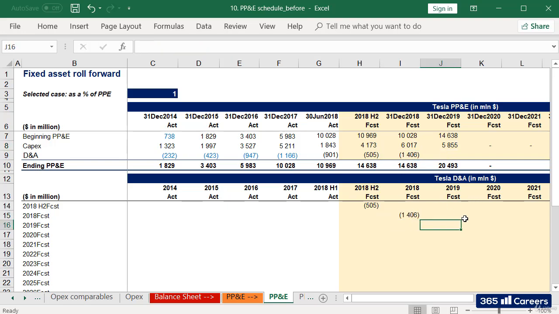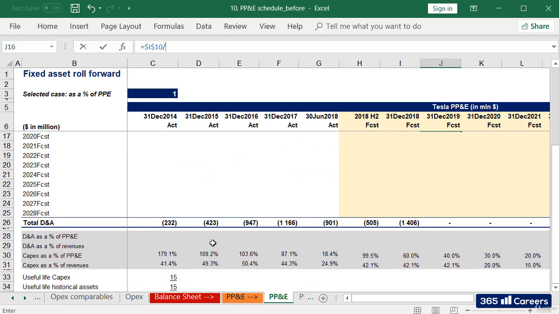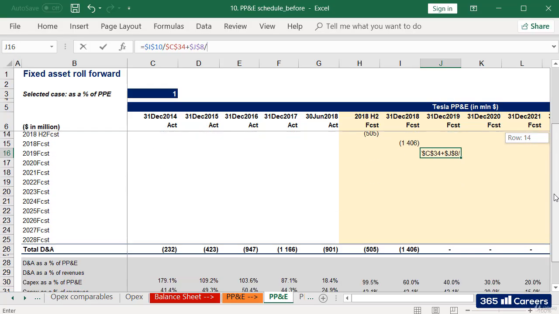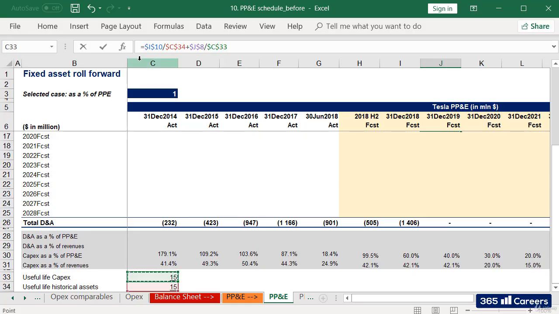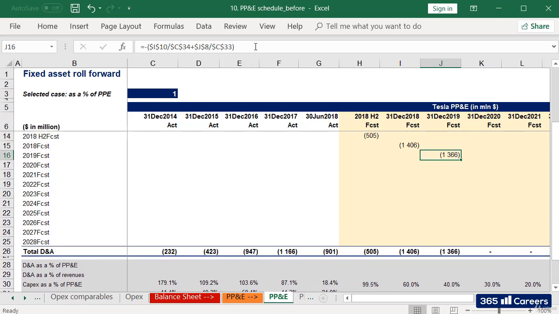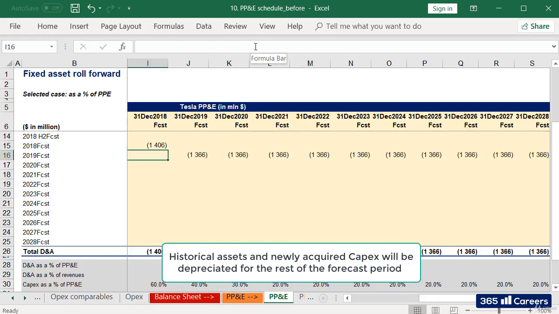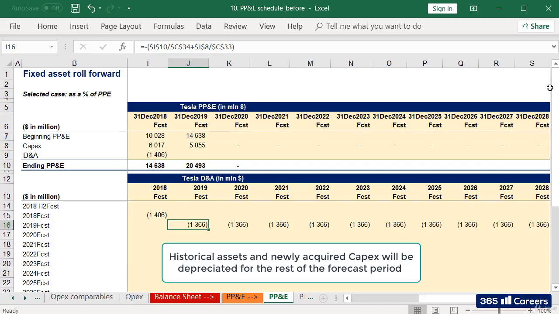How do we find D&A in 2019? In the exact same way we did for H2 2018. I'll divide both ending PP&E and CapEx by 15. Of course, we need to add a minus sign in front. Also, let's fix cell references and paste to the right. The reason for doing this is that historical assets listed in the firm's books as of 2018 and newly acquired CapEx will be depreciated until the rest of the forecast period and beyond.